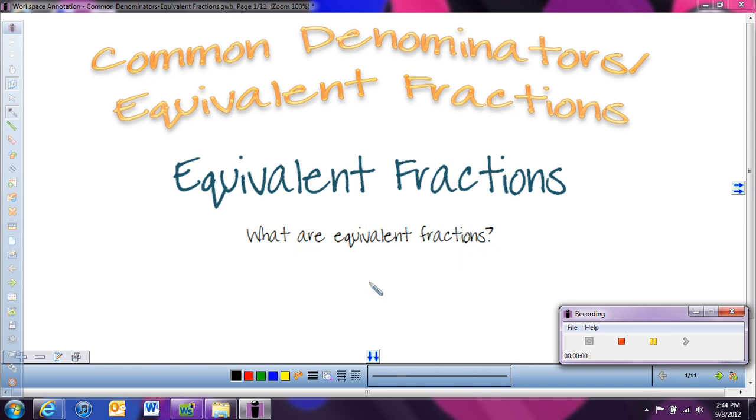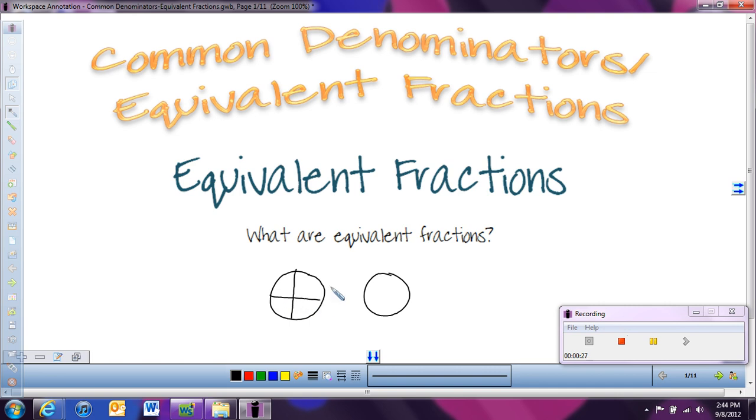Well, a way for me to think about it is I'm going to think of 2 pies, 2 pizzas, 2 cakes, whatever we want to think of, and I could cut one of them into 4 pieces, and I could cut the other one into 8 pieces. And so now, did I change the size of either one? No, they're both the same size.